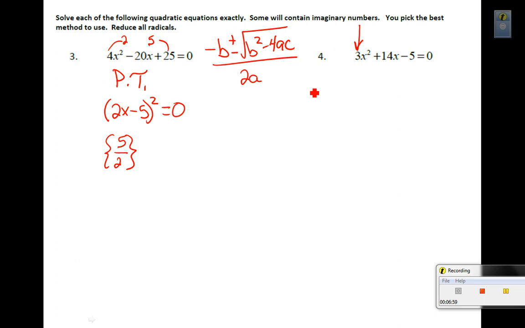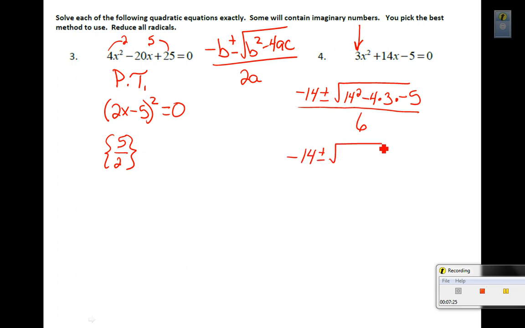So here goes. I'm going to have negative 14 plus or minus the square root of 14 squared minus 4 times 3 times negative 5, all over 2 times 3, which is 6. And then remember, grab your calculator and go find the value of the discriminant, the b squared minus 4ac part. I did that for us already since this is a video. This comes out to be 256 all over 6.